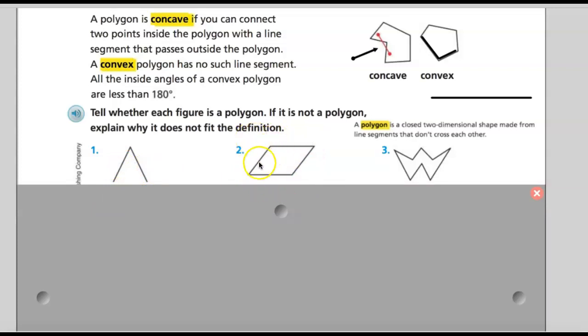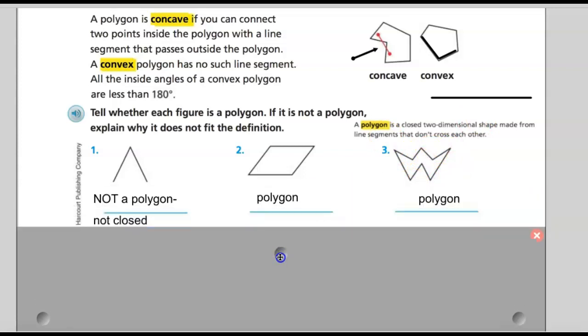Yes. Is it only made of line segments and no curves? Yes. Do they cross each other? No, that's a polygon. How about Wonder Woman over here? Is it closed? Yes. Does it have only line segments? Yes, there's no curves. Does anything cross each other?